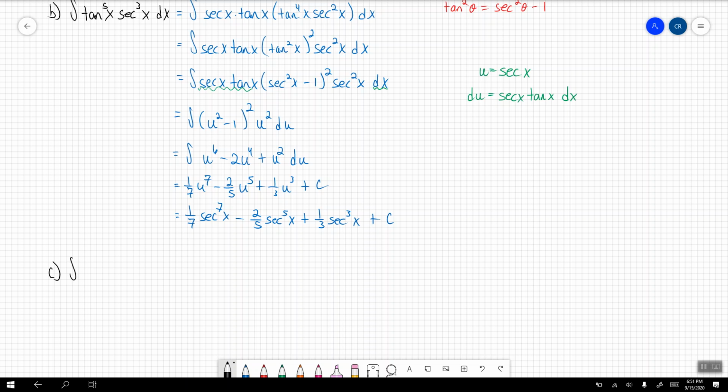Here goes part C for this integral. I want the integral of x times tangent squared x dx. Now, this type of integral, well, we haven't seen this type of integral here, and it's okay that we haven't seen it. So what we're going to do is try to see what we can integrate and what we can't integrate, and then we'll go from there.